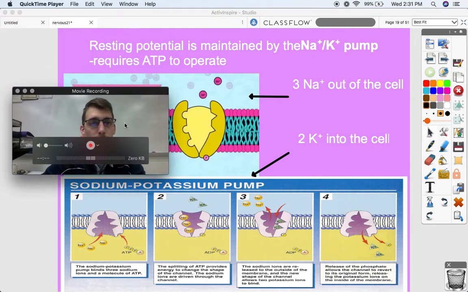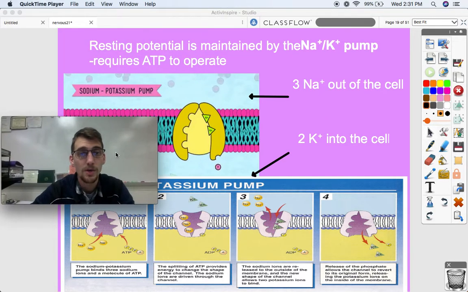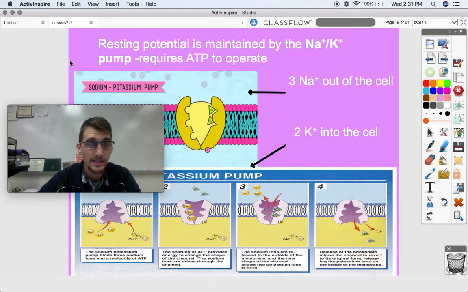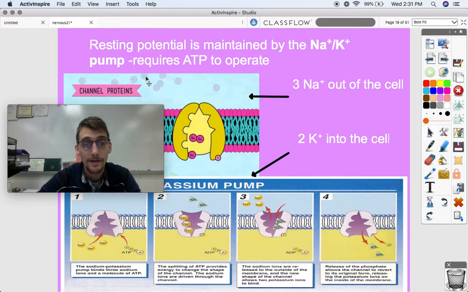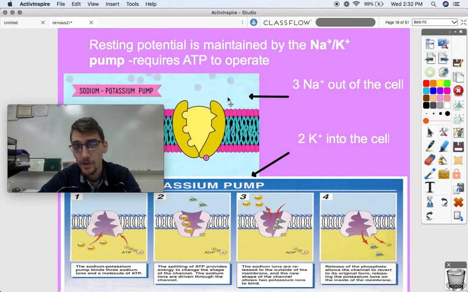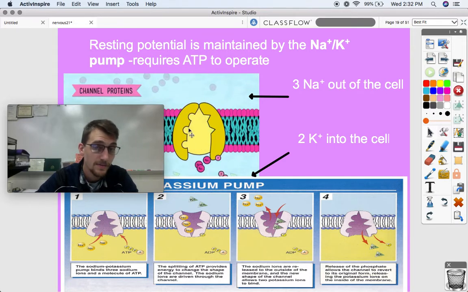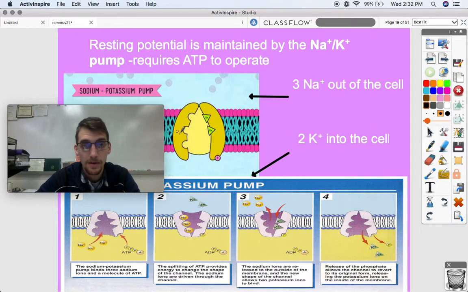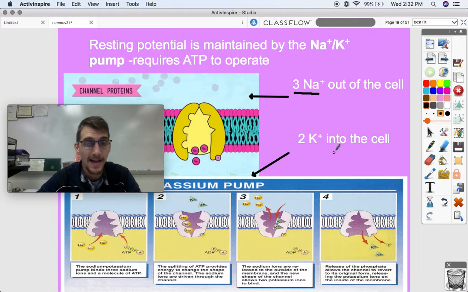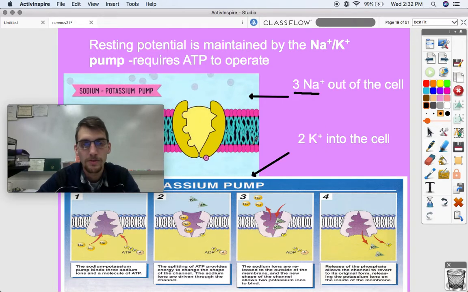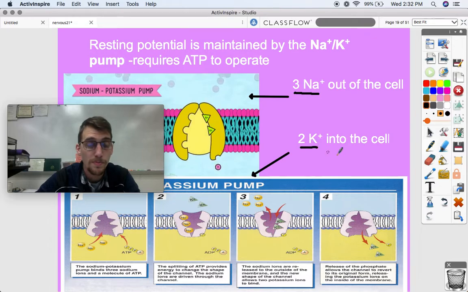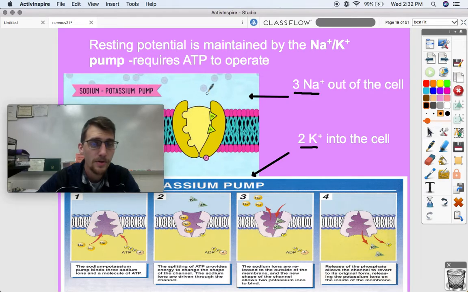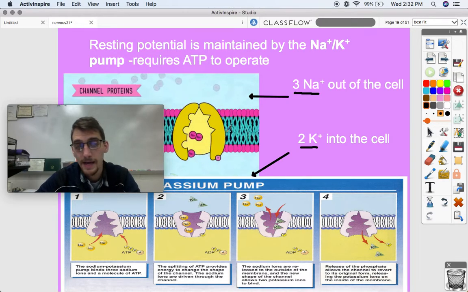Okay, and there's a very special, very famous protein. It's called the sodium-potassium pump, and it is going to be maintaining the resting potential of the neuron. It requires ATP in order to operate. So what kind of transport is this? Well, we're dealing with a type of active transport. ATP comes into the picture, and what this sodium-potassium pump does is force 3 sodium ions out of the cell for every ATP molecule that it uses up, and it moves 2 potassium ions into the cell. So we're maintaining the salty banana by putting that sodium on the outside and the potassium on the inside.